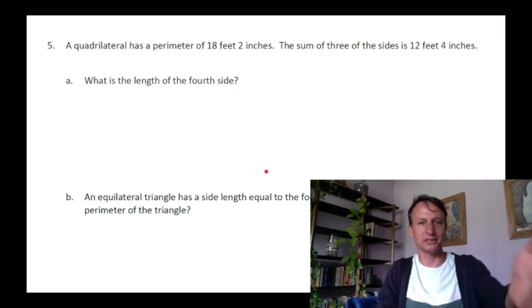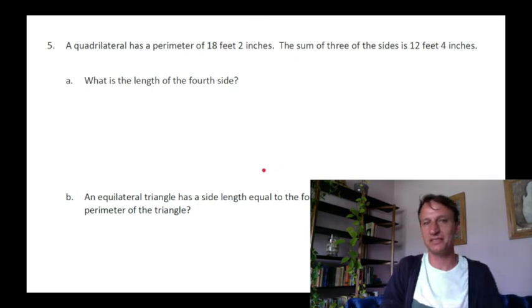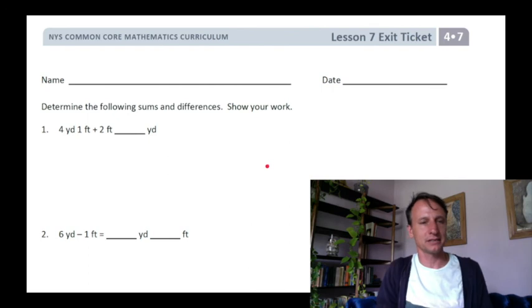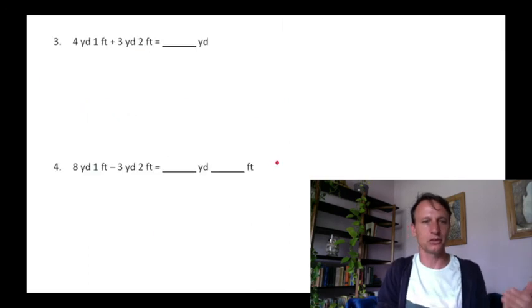Okay, then you're doing it with a little geometry mixed in. And when you get to the exit ticket, more of the same, but simpler, less to do, just 4 questions.